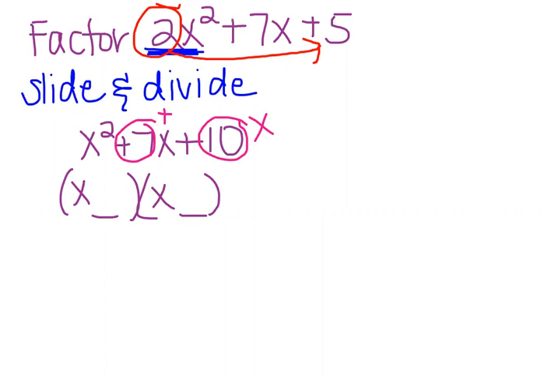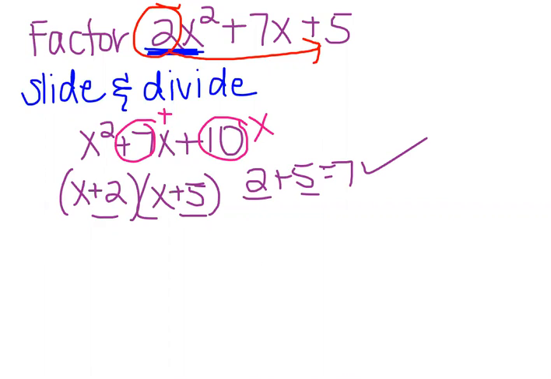All right, so my multiples of 10, I'm thinking 1 times 10, but 1 plus 10 is 11. So no, not those. How about 2 times 5? It's 2 plus 5. Is 2 plus 5 7? Yes, so 2 and 5 will work. I've got to add 2, add 5.